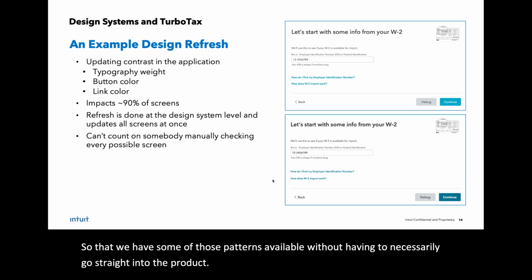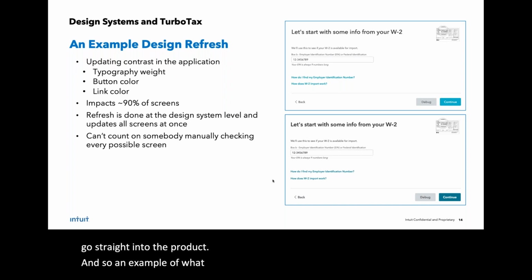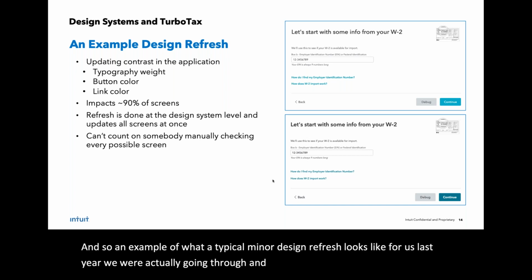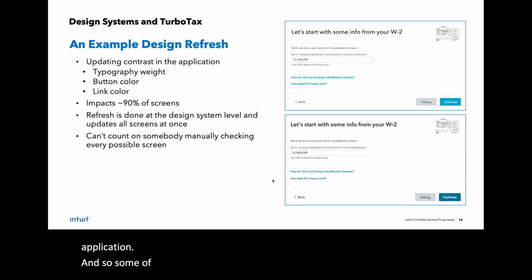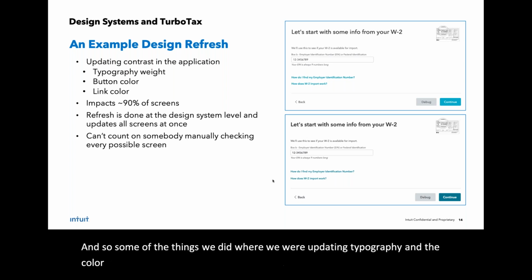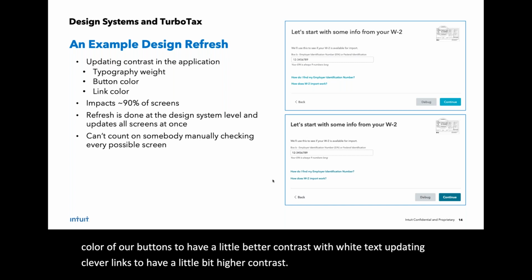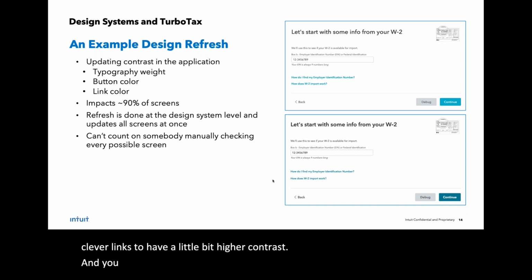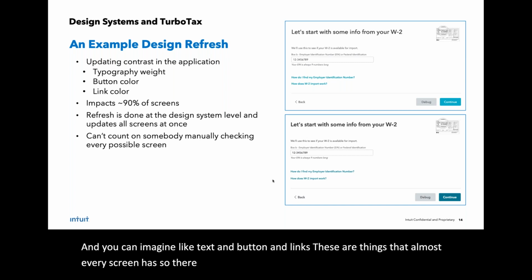And so an example of what a typical minor design refresh looks like for us: last year we were going through and trying to improve the contrast in the application. Some of the things we did were updating typography and the color of our buttons to have a little better contrast with white text, and updating the color of our links to have a little bit higher contrast. You can imagine text, buttons, and links are things that almost every screen has. So there was a huge amount of screens impacted.